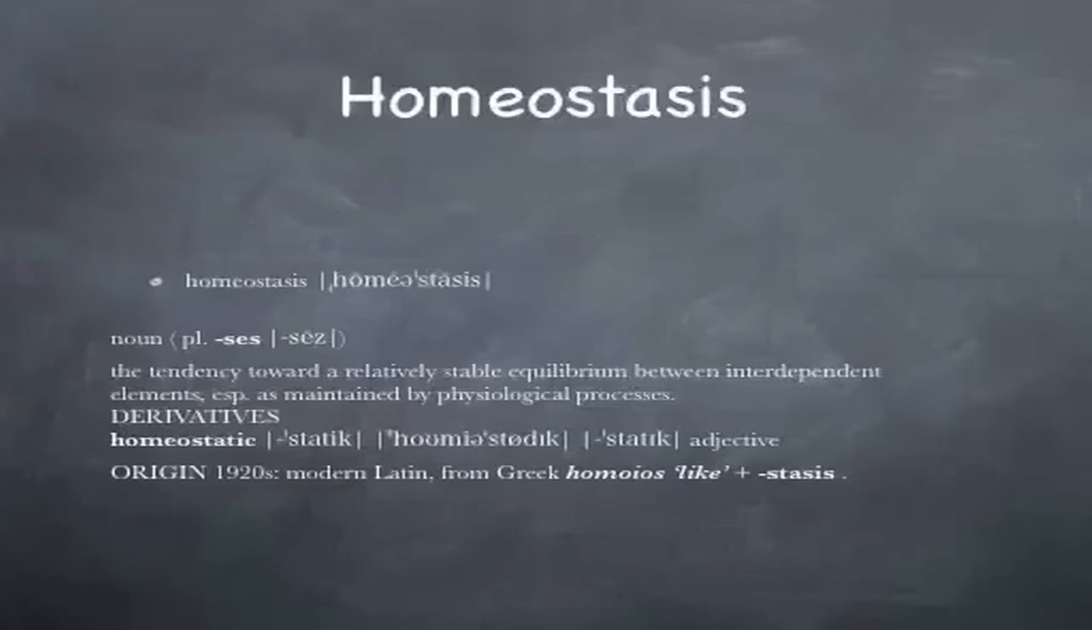Here's the dictionary definition: the tendency toward a relatively stable equilibrium between interdependent elements, especially as maintained by physiological processes. So we talk about homeostasis maintaining, for example, body temperature. It's pretty crucial that body temperature be maintained within a degree or two either side, and that challenges to body temperature be taken into account immediately, otherwise damage to the organism can result. So homeostasis is a very important thing, and we all are familiar with that concept.